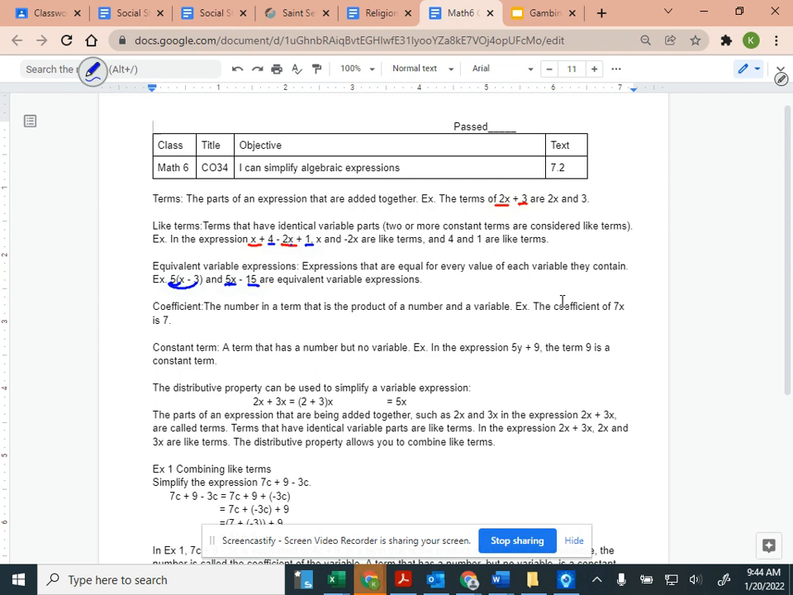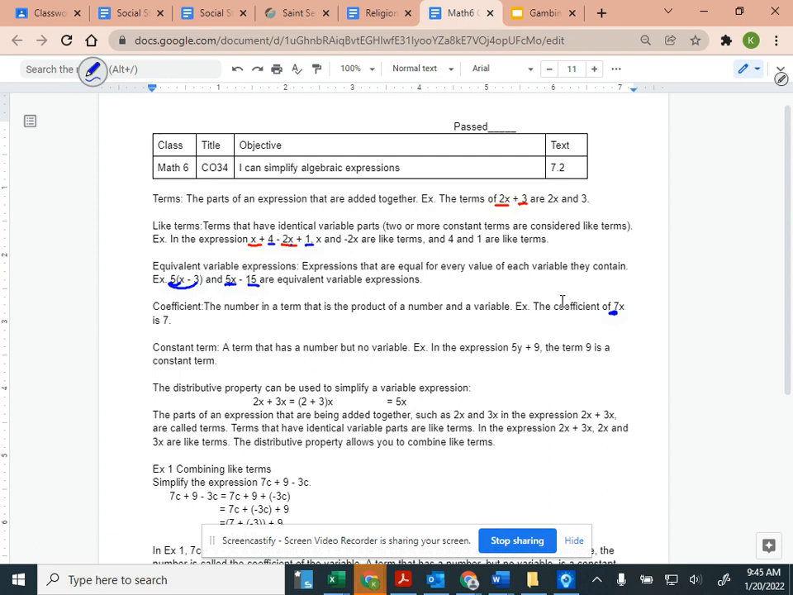So the coefficient is the number in a term that is the product of a number and a variable. The coefficient of 7x is 7. So that's that number that's right in front of your variable. We call that the coefficient. So that's the number, not the letter. Coefficient is the number. The variable is the letter. The coefficient is the number.